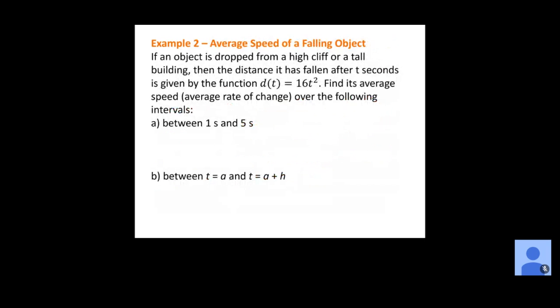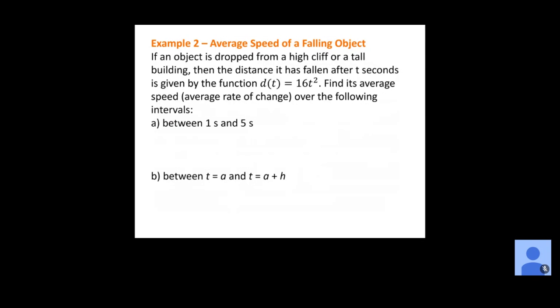Okay. So let's take a look now. We have a contextual problem. An object is dropped from a high cliff or a tall building. The distance that has fallen after t seconds is given by the function d of t equals 16t squared. We want to find the average speed, which is just average rate of change, over the following intervals. So whenever you're given a distance function and you're looking for speed, you can actually just calculate the slope, because that would just be the rate of change of your distance, and that's going to give you your speed.